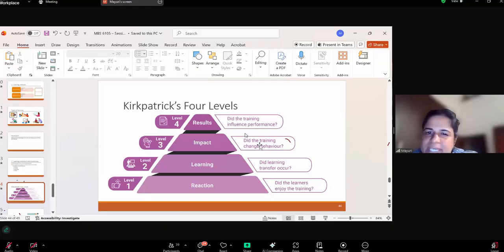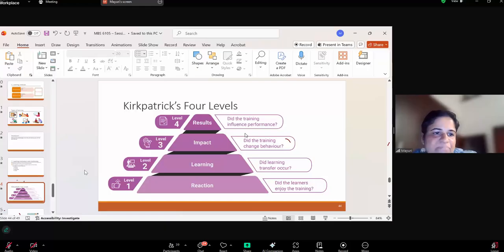Impact here means behavior, the change in behavior. So whether there's any change in behavior. Results is whether there's any influence in the performance, the expected outcomes. Right? So these are the 4 levels of the Kirkpatrick model. So that's it.